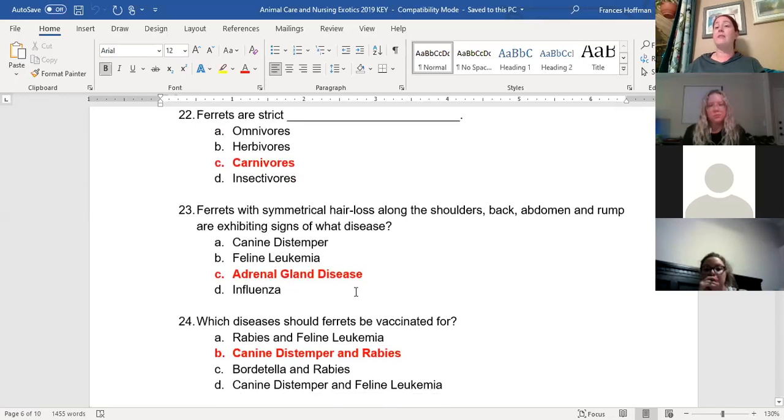22, like we talked about with dentition, our ferrets are going to be strict carnivores. They need to have high protein diets.